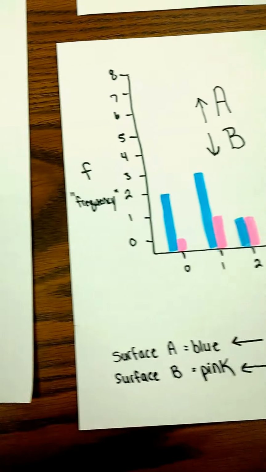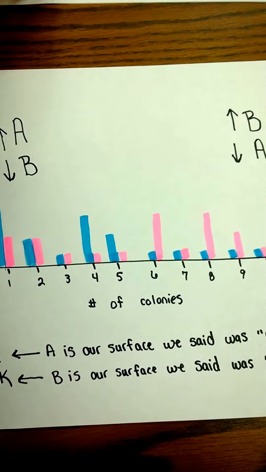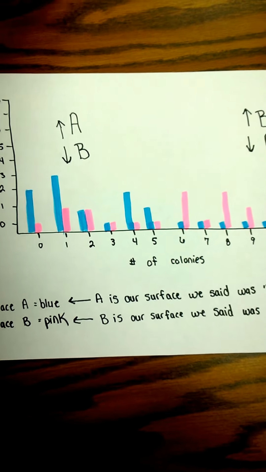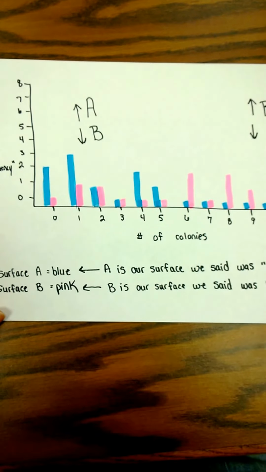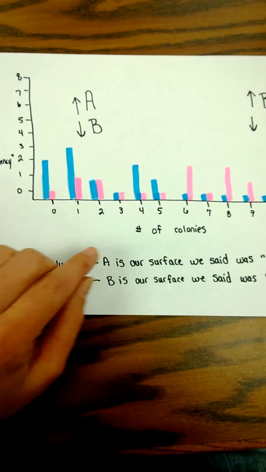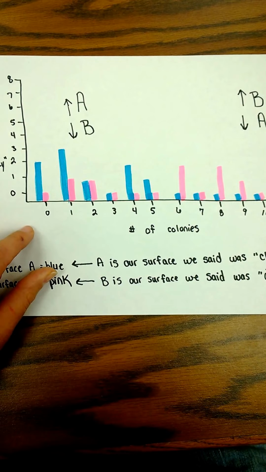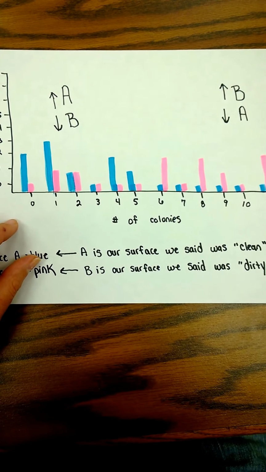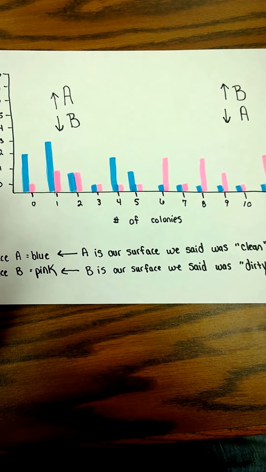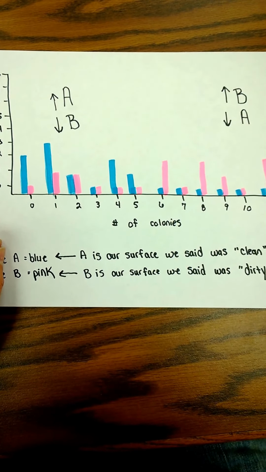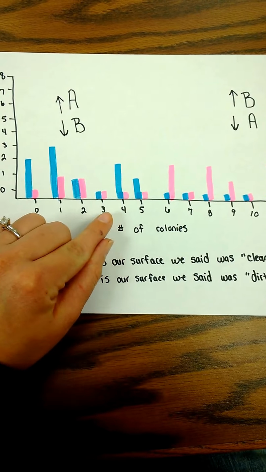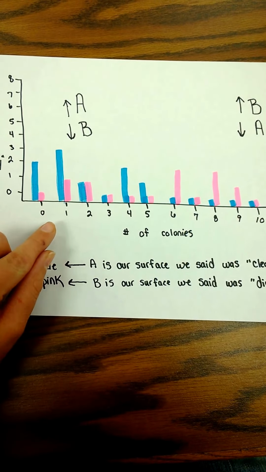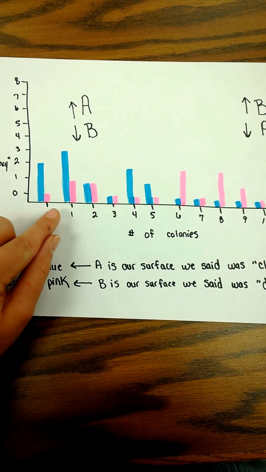For example, your graph might have looked something like this. We have surface A is the blue and surface B is the pink. Again, number of colonies on the x-axis, our frequency on the y-axis. Now, if you look at this graph, you can see a pattern in the graph. Over here towards the left side of the graph, these are our number of colonies that are lower, meaning that they have fewer amounts of bacteria.